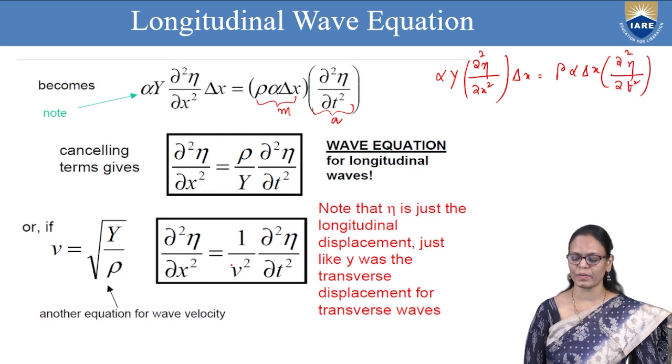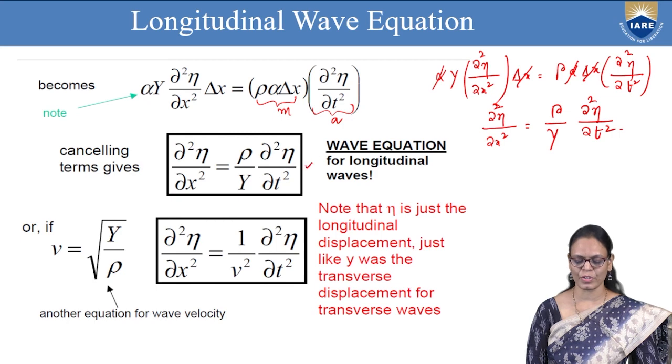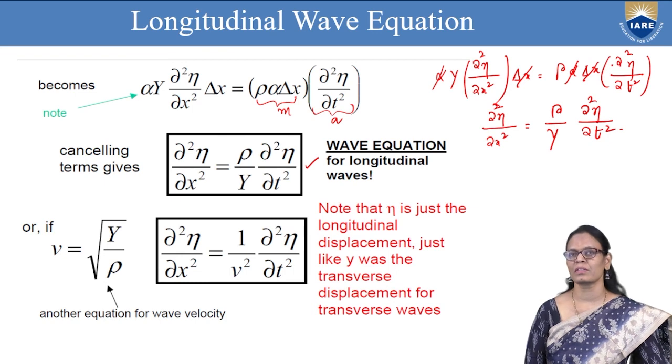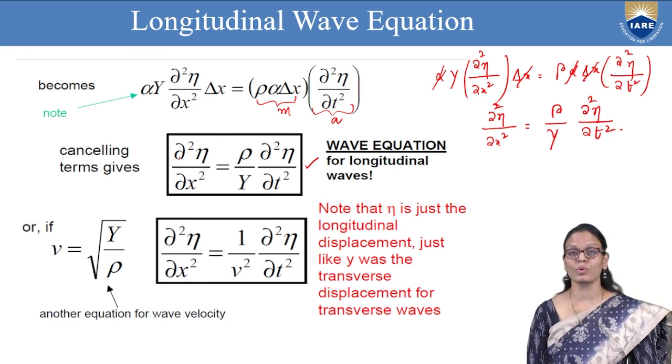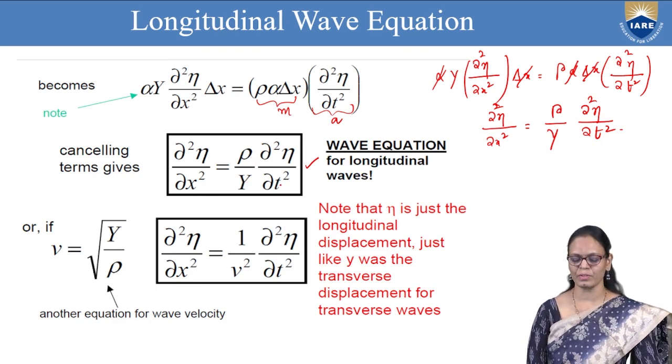What are the terms that are going to get cancelled? Alpha gets cancelled, delta x gets cancelled, and we have ∂²η/∂x² is equal to rho. If I bring Y to the other side, it goes to the denominator: rho by Y, ∂²η/∂t². So this is the equation we get for longitudinal waves. So we are cancelling the terms on either side, and what we are left with is ∂²η/∂x² equal to rho by Y ∂²η/∂t².